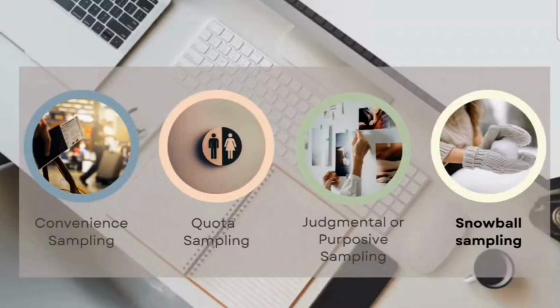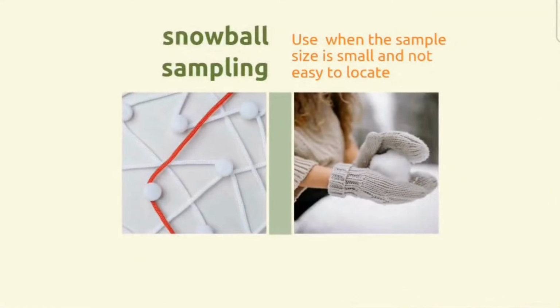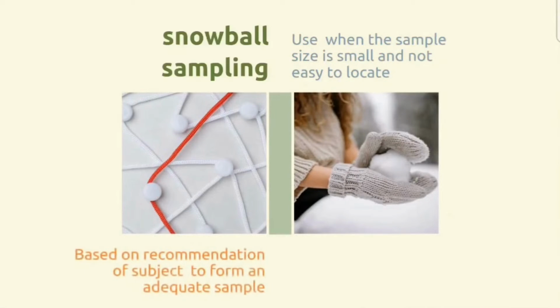The last type of non-probability sampling is called snowball sampling. It is used when the sample size is small and not easy to locate. The sample is based on the recommendation of subjects to form an adequate sample. In snowball sampling, we must begin by identifying a small number of individuals, or at least one, who meet the criteria for inclusion in a study. We then ask them to recommend others they know who also meet the selection criteria.